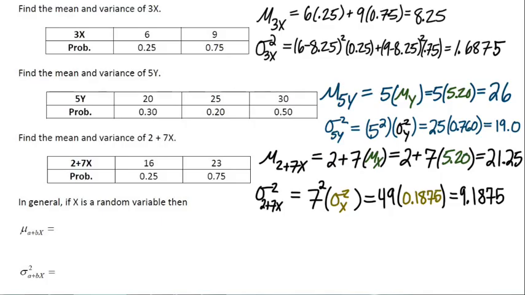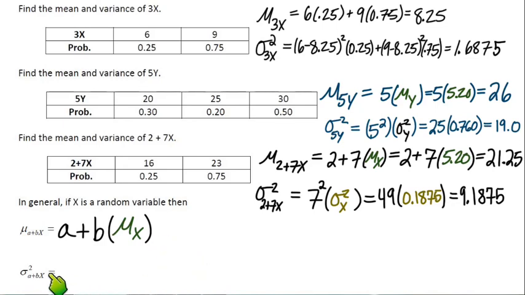Okay, so these are just a few examples to illustrate some linear transformations of random variables. So let's generalize this to a formula. If we start with the random variable x, and then we multiply it by some constant, say b, and then we add a constant to it, say a, the new mean would just be b times the old mean plus a. So that's actually nothing new. We did that in the previous notes.